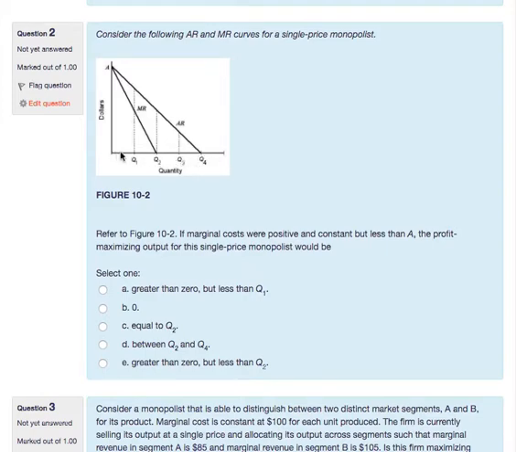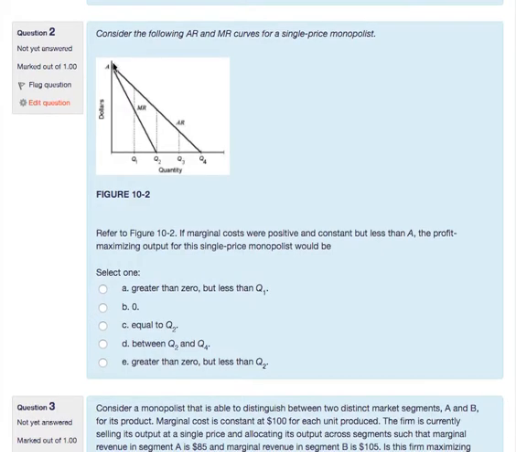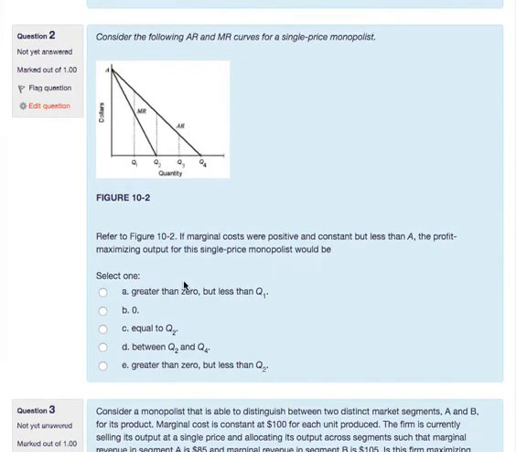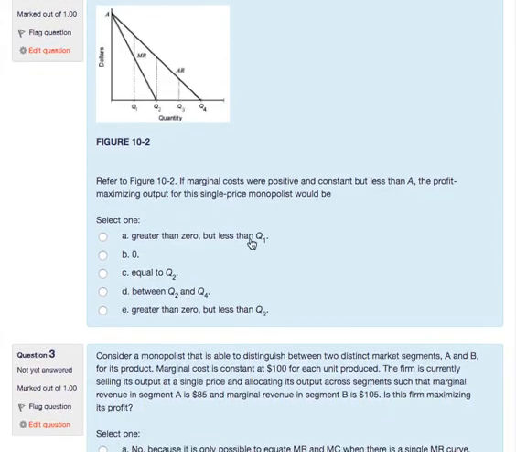Here it says it's positive, so if you draw any marginal cost curve that is positive, it's going to intersect with MR anywhere to the left of quantity 2. And the reason why they say it has to be a cost curve that is less than A is that if the marginal cost curve was somewhere up here, there wouldn't be an intersection point between MC and MR, so we wouldn't produce anything. But anytime we draw a cost curve anywhere here, we could see that the quantity that should be produced should be between 0 and Q2. Greater than 0, but less than Q2 is what we're looking for here.